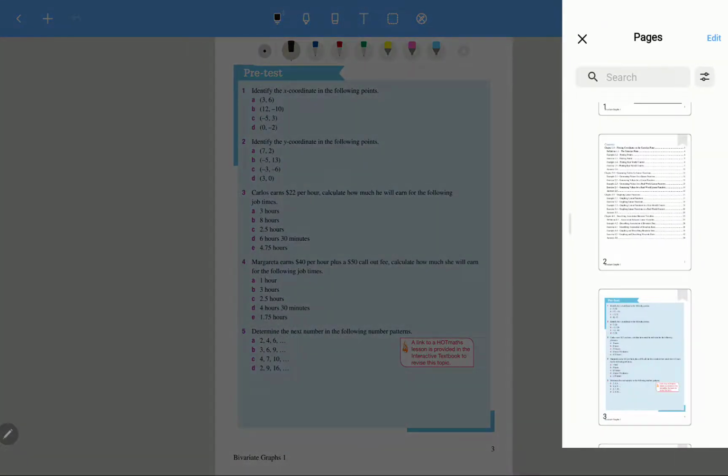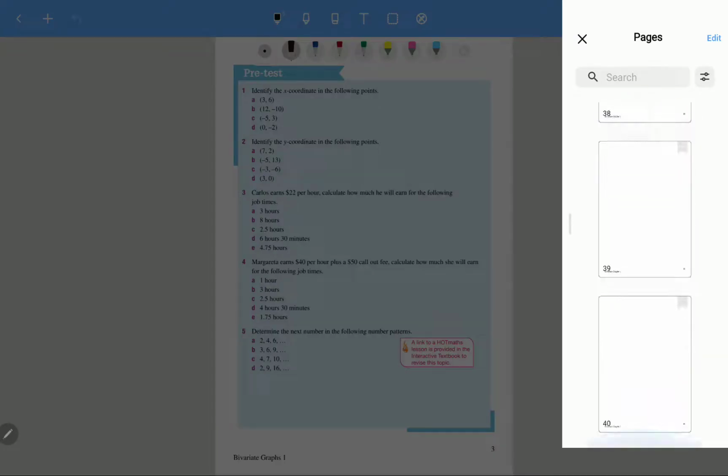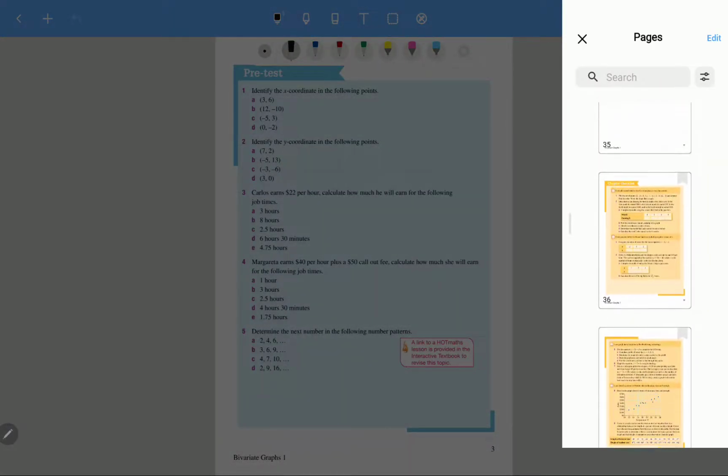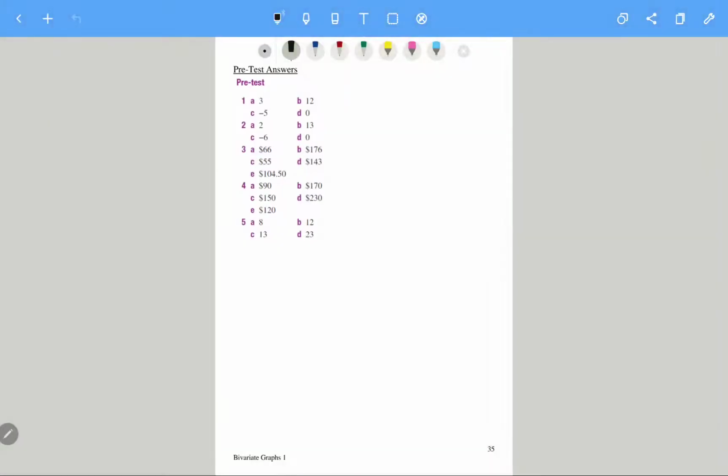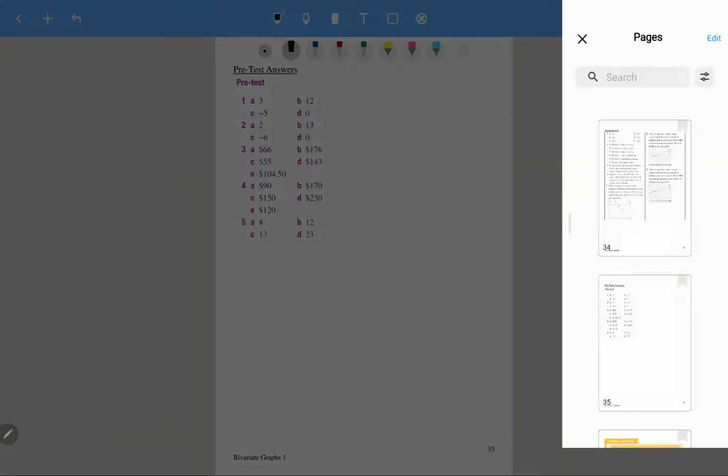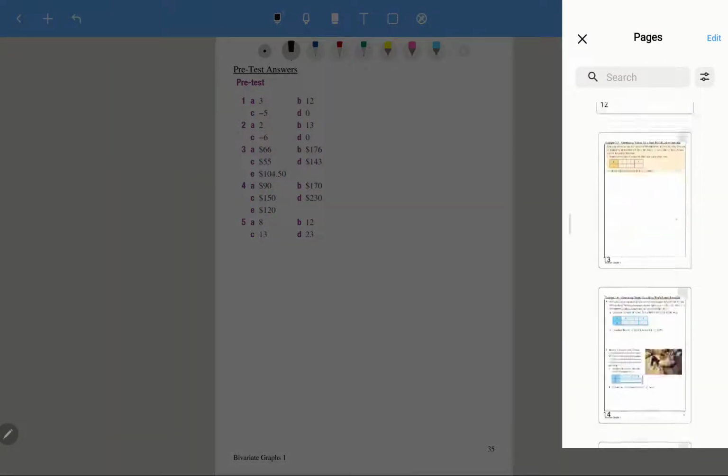So, if you go right to the back of the booklet, you'll find that on one of the last pages, you'll find the pretest answers. It's on page 35, right near the back, and you can go through and you can give yourself a tick or a cross based on how you think you went through that little pretest, just to see what you currently know about this topic.